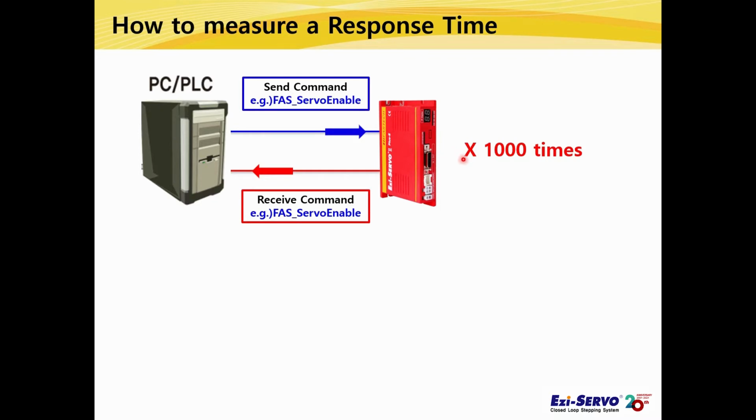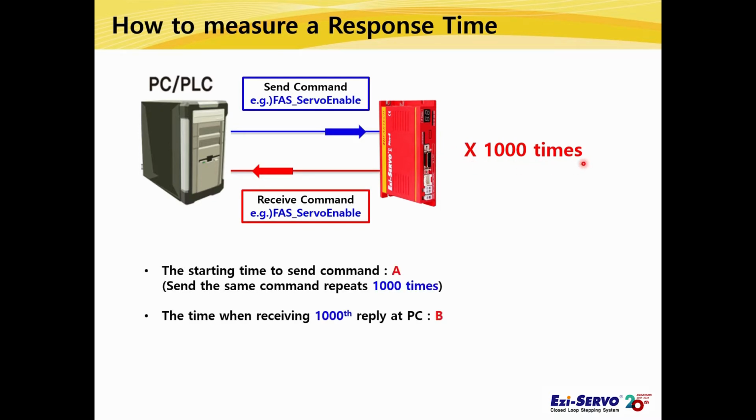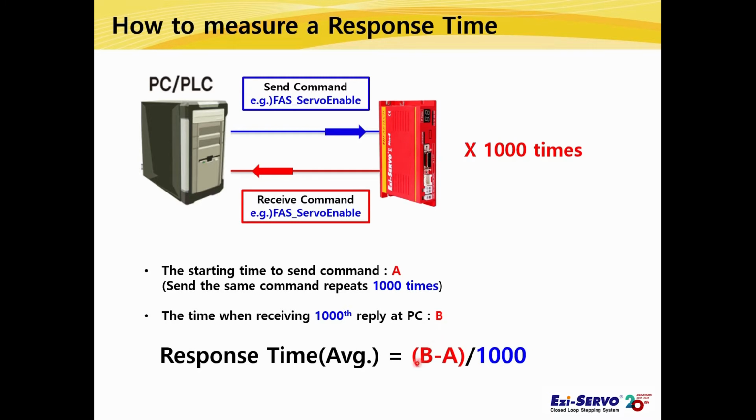This method is repeated 1000 times. The starting time to send servo enable command is A. The time when receiving 1000th reply at PC is B. When repeating the same command 1000 times, the average response time is like this. Therefore, the response time is the difference between the starting time to send servo enable command and the time received 1000th reply at PC, divided by 1000. We did a test of response time with this method.